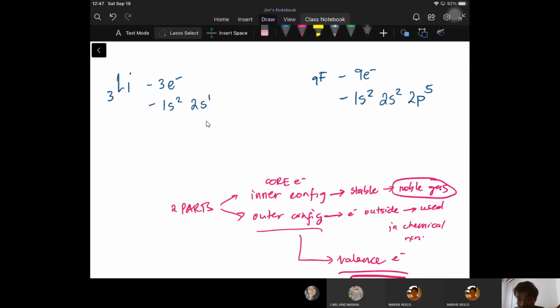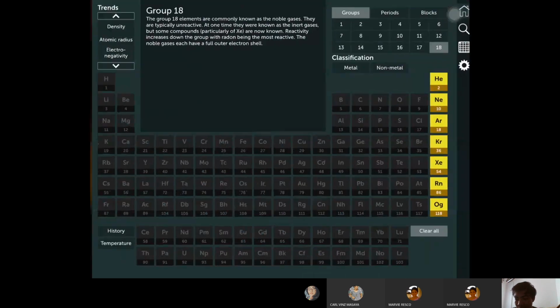Ipag-split natin ito into core electrons and valence electrons. Paano yon? Ganito lang. Remember, your inner configuration matches that of the noble gas. So kaparehas niyan yung sa noble gas configuration. So, paano yung technique dyan? Ganito lang. Tingin tayo sa periodic table.